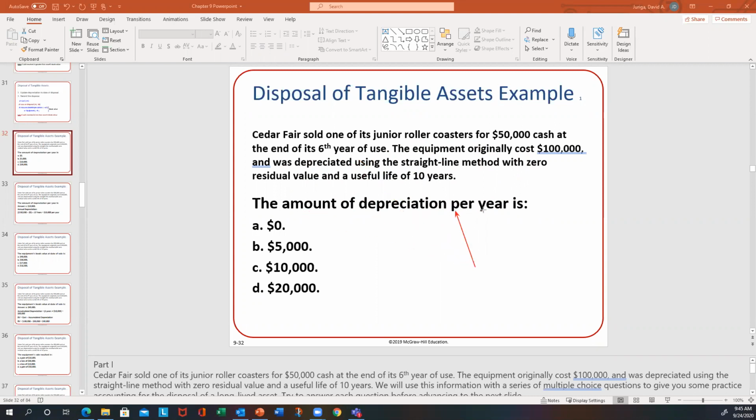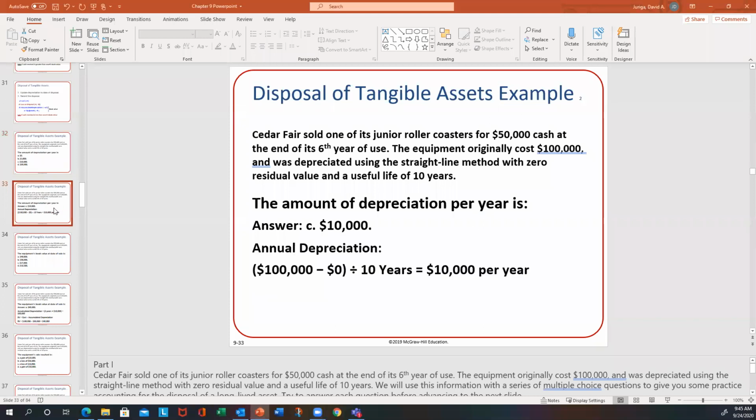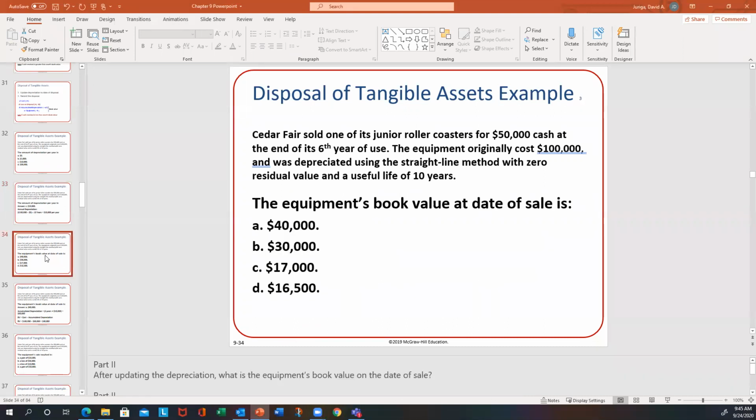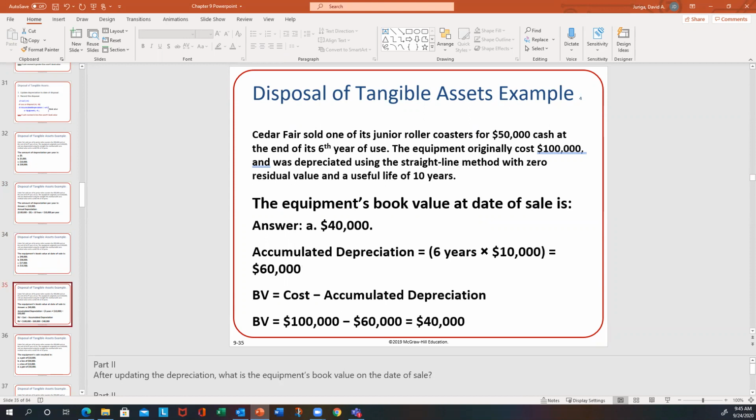So the first question is, what's the amount of depreciation per year? Of course, you got the cost, and then simply you're just going to be dividing by 10. So it should be $10,000 per year would be your yearly depreciation expense, and it's going to show you that right here. Again, this is using straight line method, cost minus residual value, divided by 10 would be $10,000 per year. Now, to figure out the book value at the date of sale, you have to update 6 years of depreciation. So if you got 6 years of depreciation, that's 6 times 10,000, that's 60,000. So 100 minus 60, you would have a book value right now of 40,000.